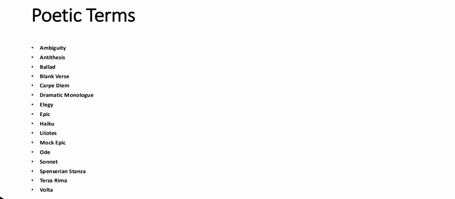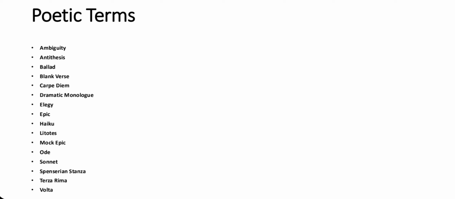Next is ballad, a form of verse, often a narrative set to music. Next is blank verse, unrhymed iambic pentameter, used extensively by Shakespeare. Next is carpe diem, a theme that urges readers to seize the day, living for the moment. Next is dramatic monologue, a speech delivered by a single character revealing personal thoughts. Next is elegy, a mournful poem often written in remembrance of someone.